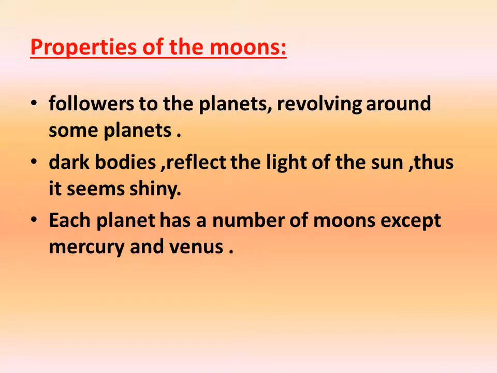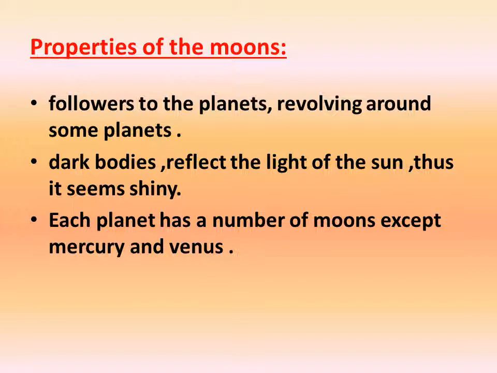Properties of the moon. From the definition, we will define the properties of moons. Number one, moons are followers of the planets. Why? Because they revolve around some planets. Moons are dark bodies, but they seem shiny because they reflect the light of the sun.